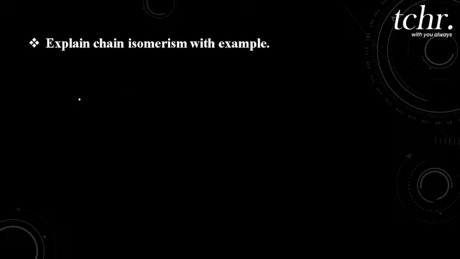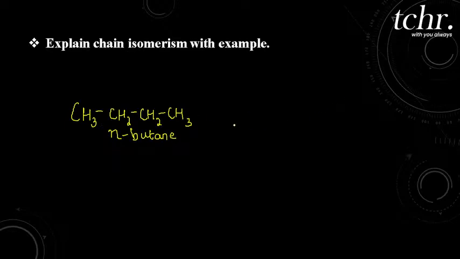For example, what is the structure I am writing in front of you? Can you guess what it is? Yes, students, it is butane, and I will mention it as n-butane. So n-butane means normal butane. That means it is a straight chain. Now this n-butane, now observe what is the next compound I write.